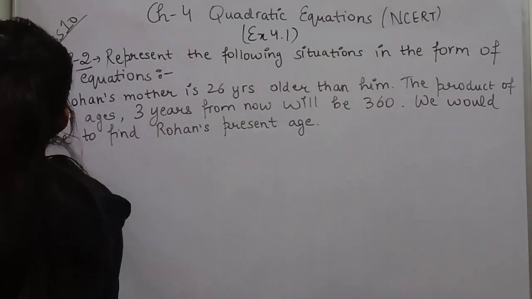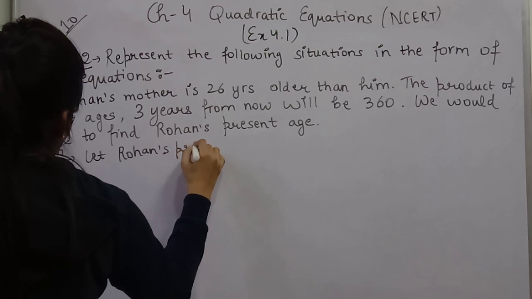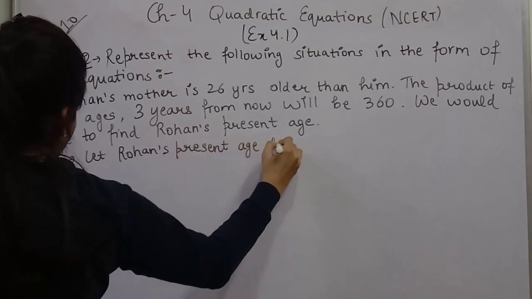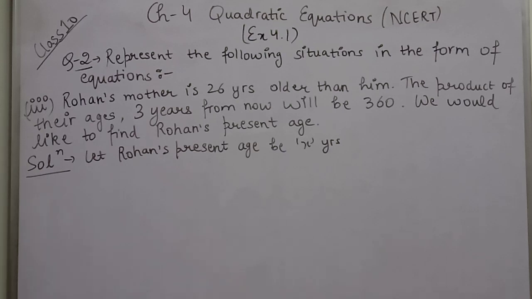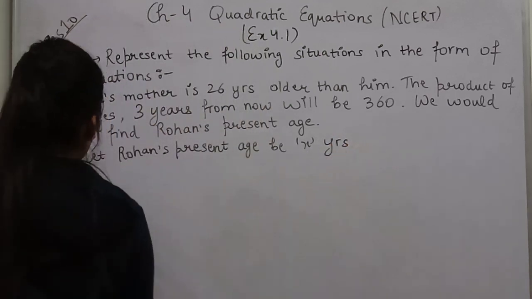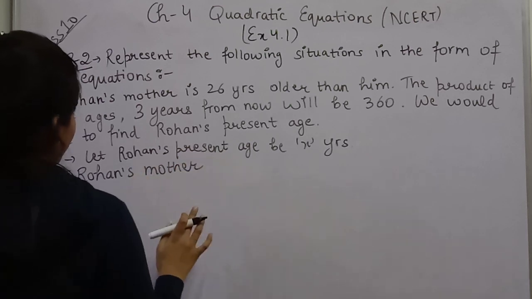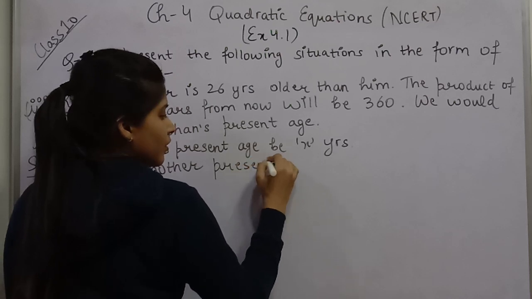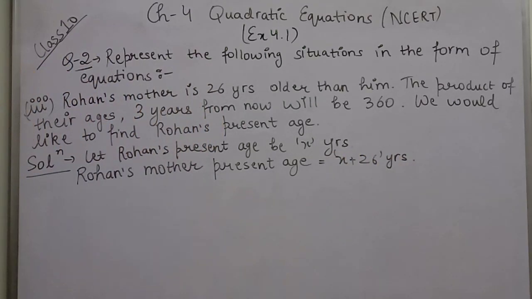Let's do this. First solution. Let Rohan's present age be X years. अगर रोहन की प्रेजेंट एज है X years, so Rohan's mother's present age would be X plus 26 years. इतना क्लियर है? Now next line says the product of their ages 3 years from now will be 360.